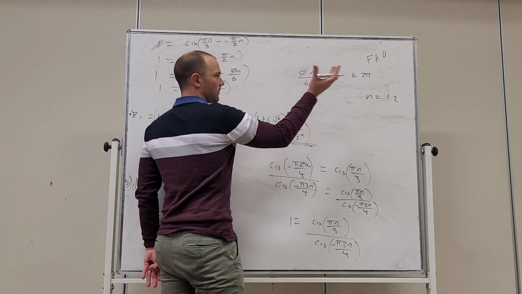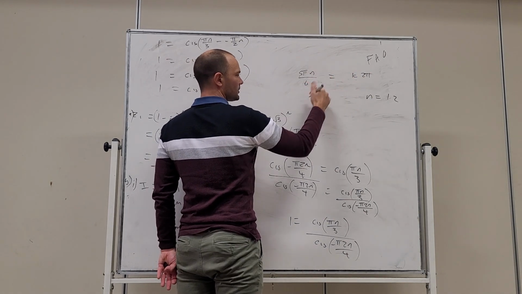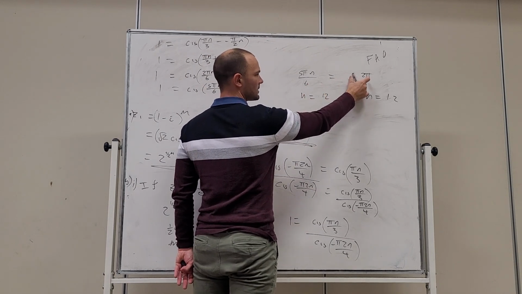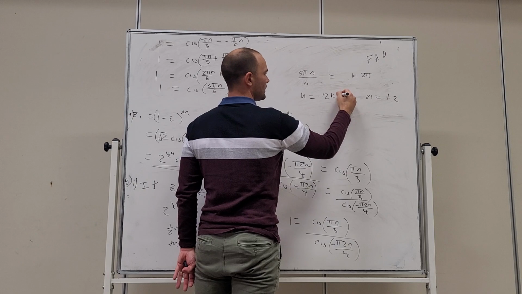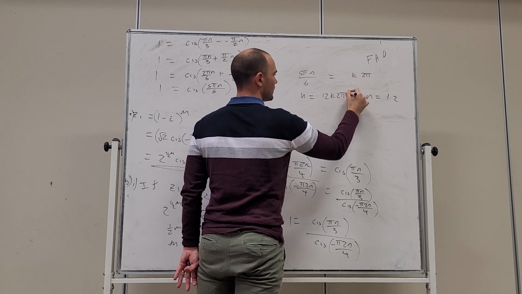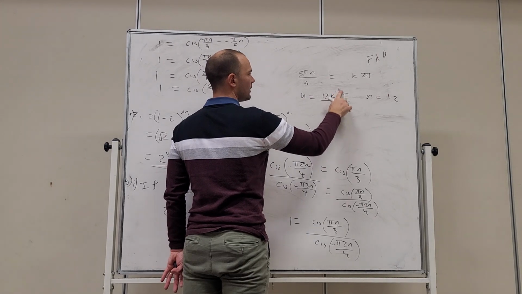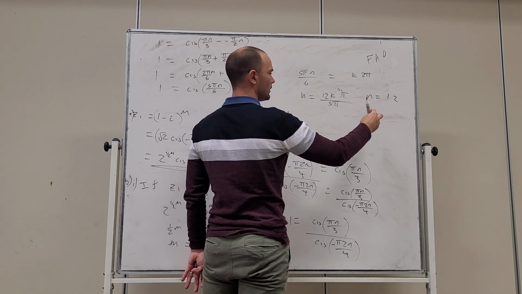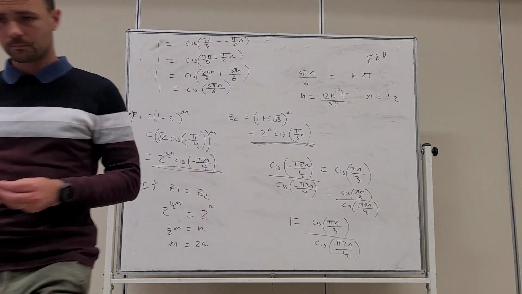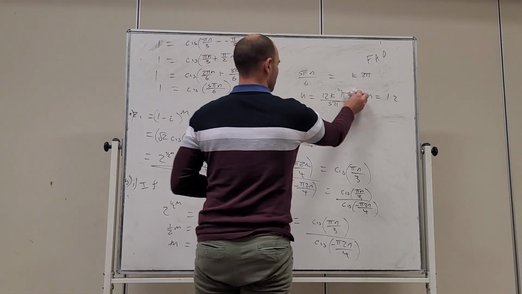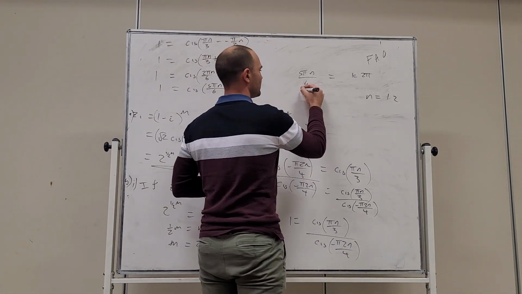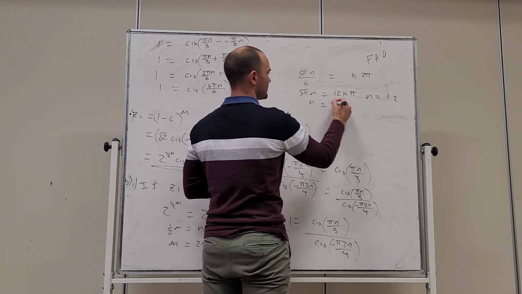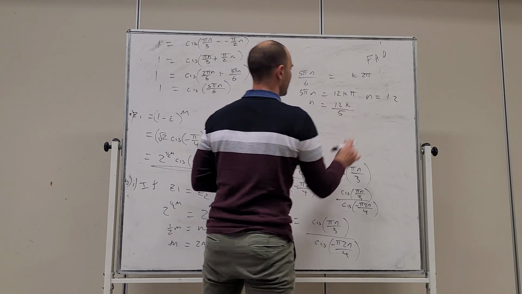Now, how else could we derive that? If we're solving here for n, we multiply both sides by 6, so we'll have 6 times 2 pi k, 12k pi on top of 5 pi. I'm going to go slowly, I'm trying to do it too quickly. So we'll have 5 pi n equals 12k pi, and then n is 12k on 5.